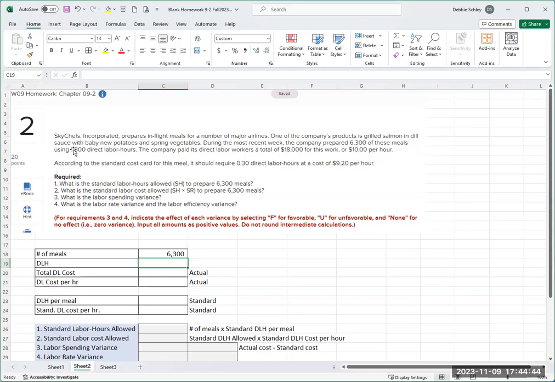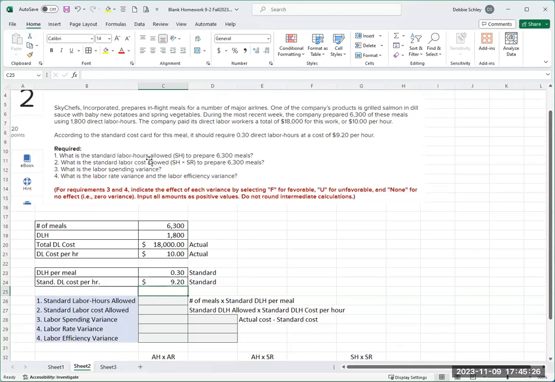The direct labor hours was 1,800. The total direct labor actual cost was 18,000. And direct labor cost per hour was 10. And those are actual numbers, right? Up here in the top paragraph. Now my standards are, it should take me 0.30 of an hour per meal at $9.20 per hour. Okay.